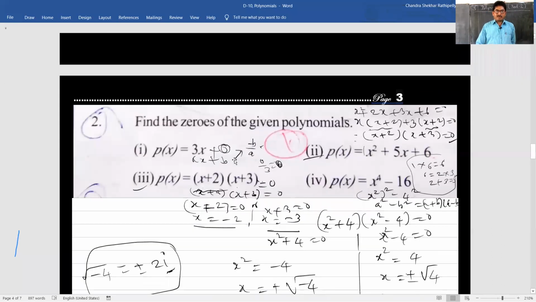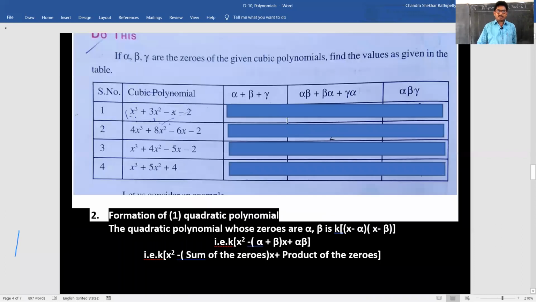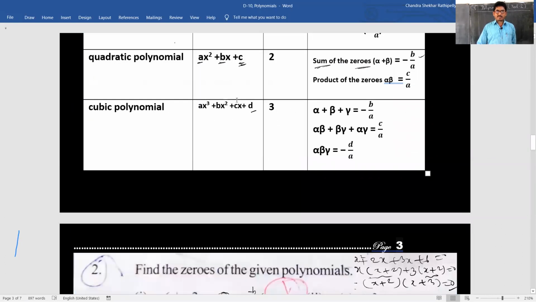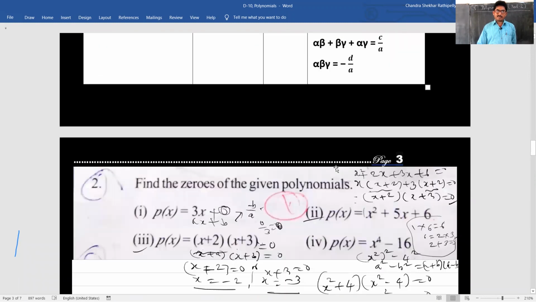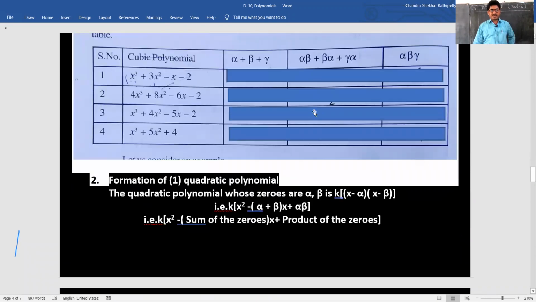Children, we have to complete this table using this formula. Sum of the zeros is minus b by a. Sum of the zeros taking two zeros at a time is c by a. Product of zeros is minus d by a. Using these formulas, we can complete this table. So can you try this? Okay, I will do one problem. After that you have to complete the remaining.